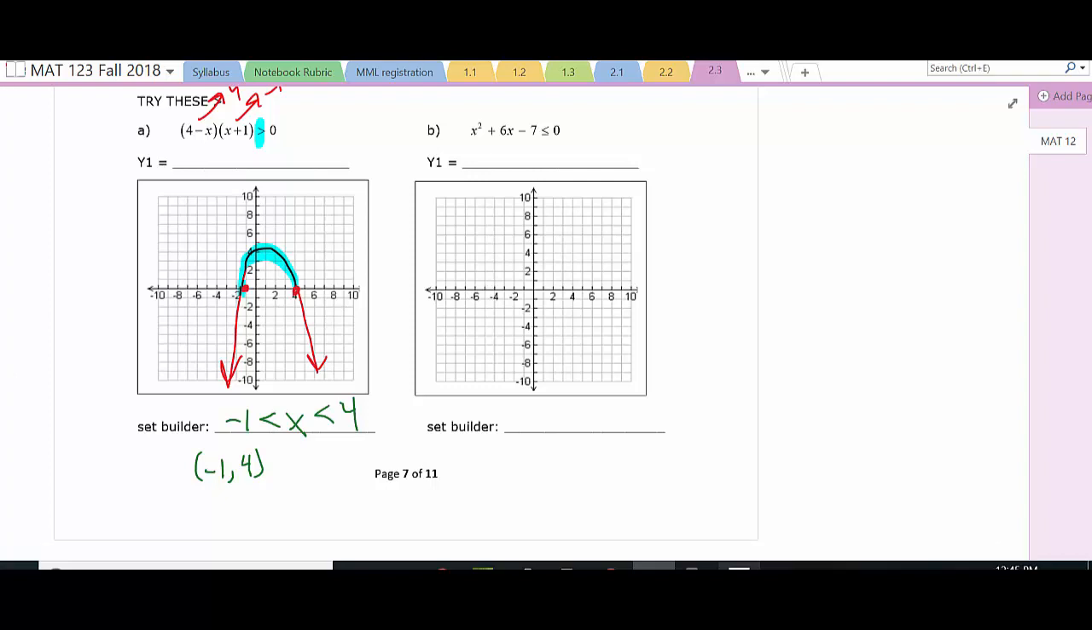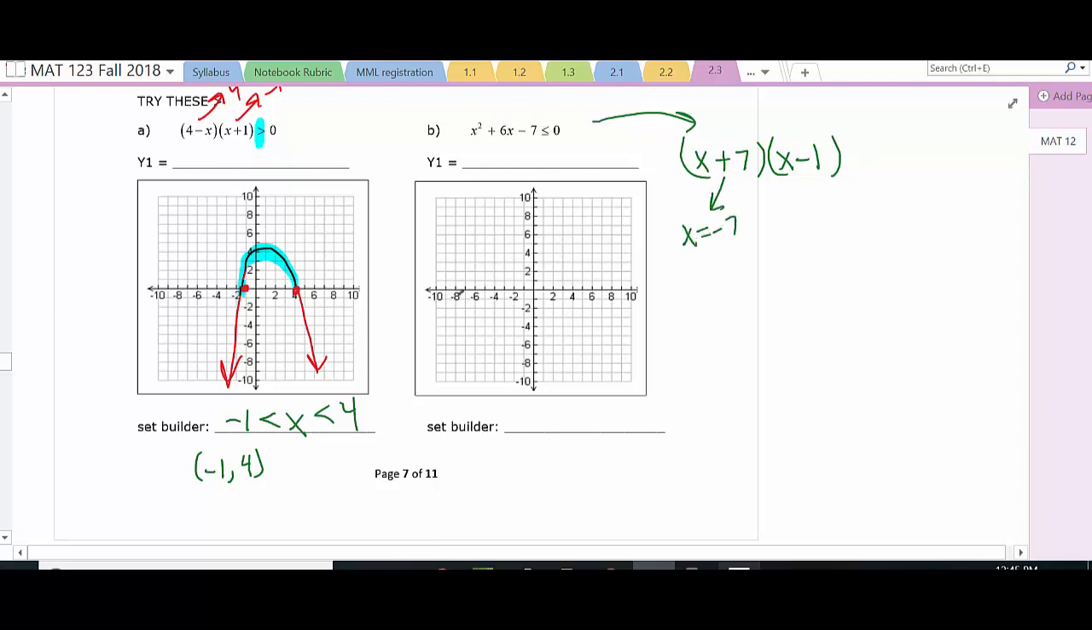Okay, let me show you how the next one goes. Now I'm going to do this without the calculator. If you factor this, what you would have is x and x to get x squared, 7 and 1 to get 7, and you'd have to have a plus 7 minus 1 to get that 6 out of that. So this would generate an x-intercept of negative 7. This would generate an x-intercept of 1. So it goes like that.